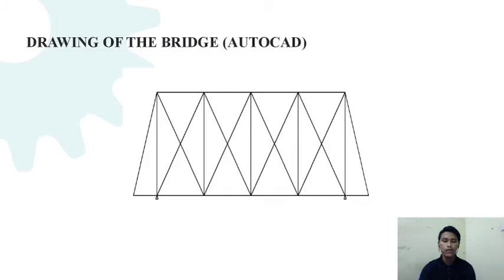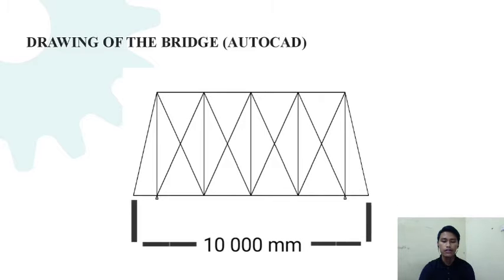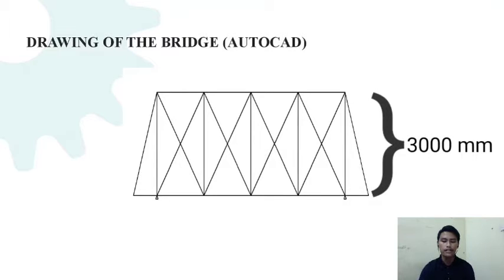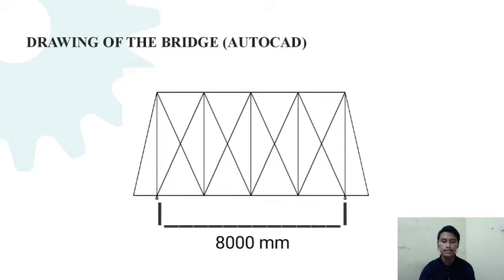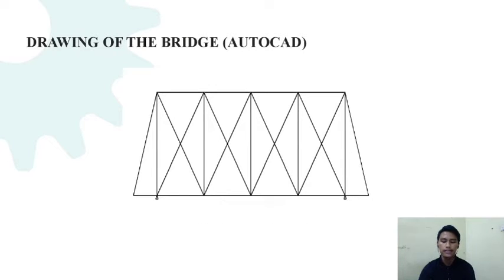In this part, we have designed a model for the bridge using AutoCAD. This part shows the structure modeling for the design bridge, where the length of this bridge is 10,000 millimeters, the height is 3,000 millimeters, and the width is 2,000 millimeters. This bridge design has a clear span between the edges of the supporting abutments of 8,000 millimeters. The bridge uses a pin support and a roller support.